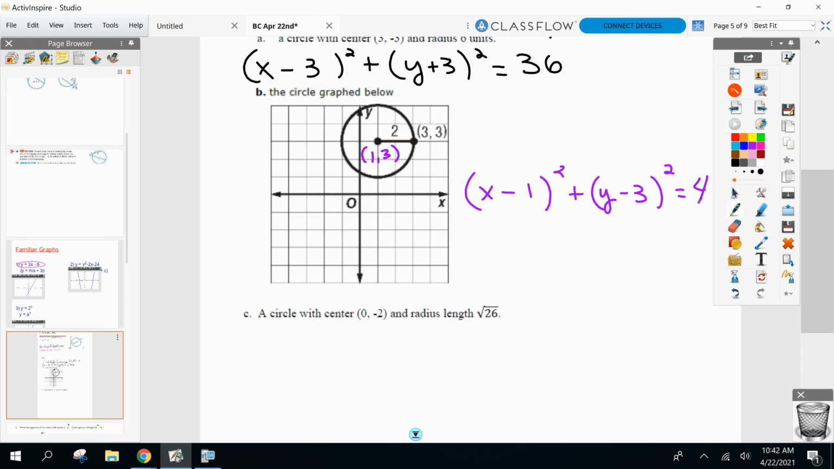Questions? All right, not too bad. And then part C, yes, I do give you the center and radius, but I'm kind of interested what you're going to do with the square root of 26. Kind of interested there what you're going to do.